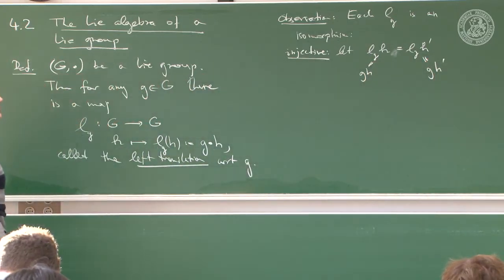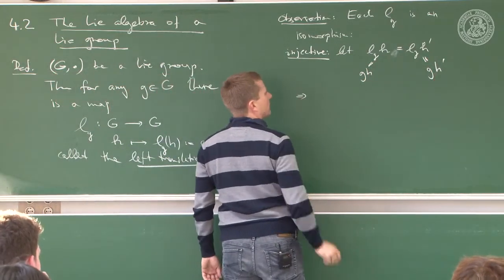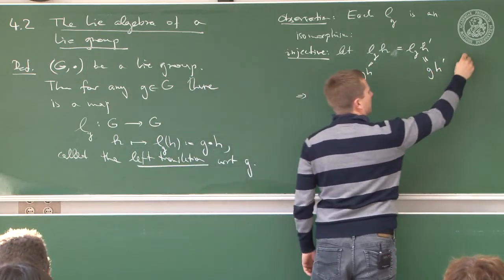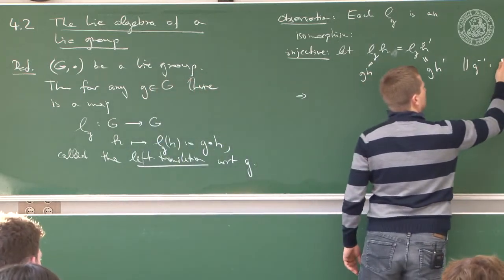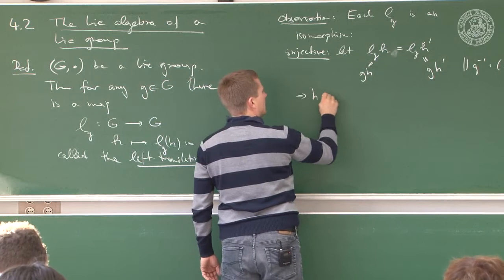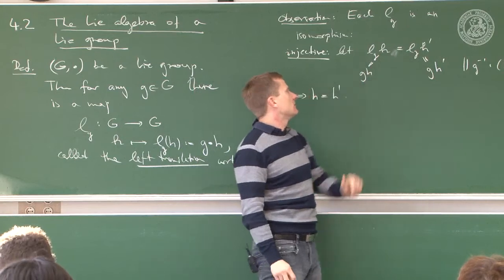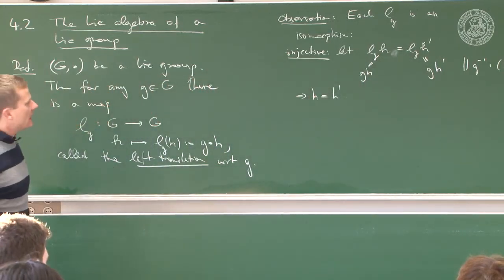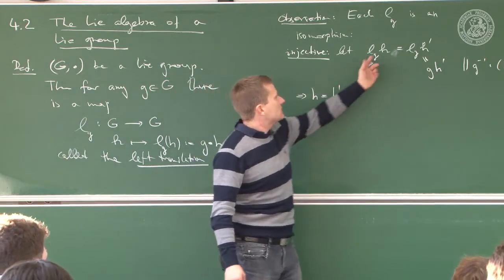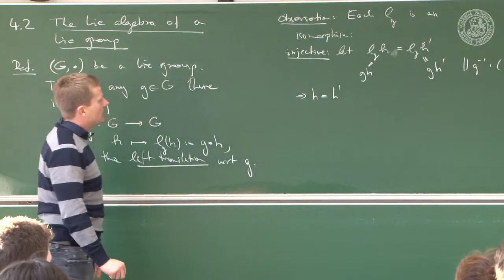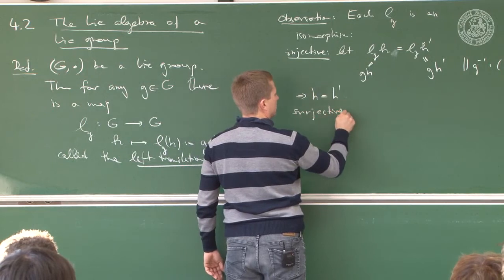Now, because capital G is a group, for every element there exists an inverse. Therefore, if you wish, on both sides you can multiply from the left by the inverse, and you find h is h prime. So if the images coincide, and it then already follows that the points at which the map was applied coincide, then the map is injective. Now, why is the map surjective?